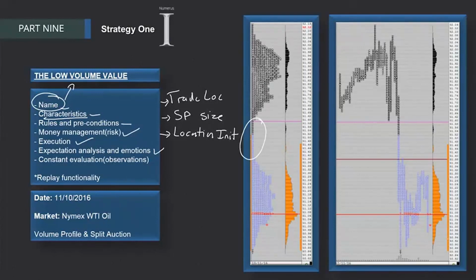Is it occurring at maybe a key technical support level, or is it occurring within the previous day's range? At which point is it occurring? Again, by defining where it is occurring, it'll tell us how sustainable the initiative and the single prints are.